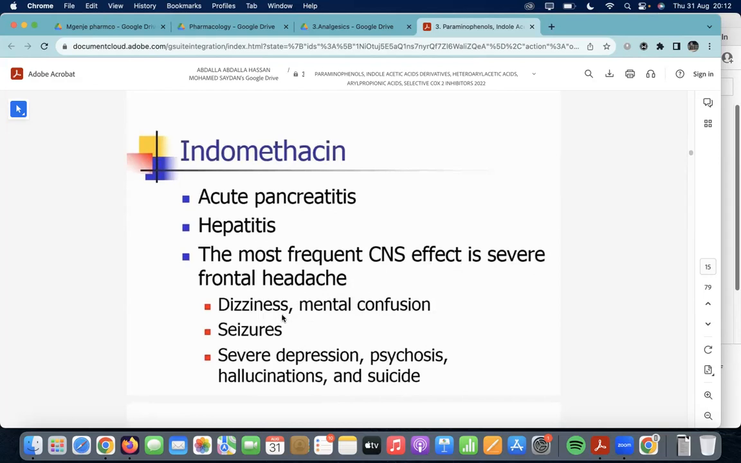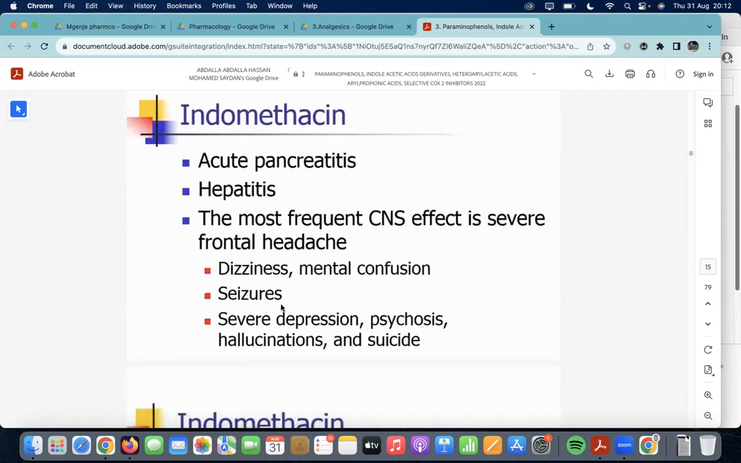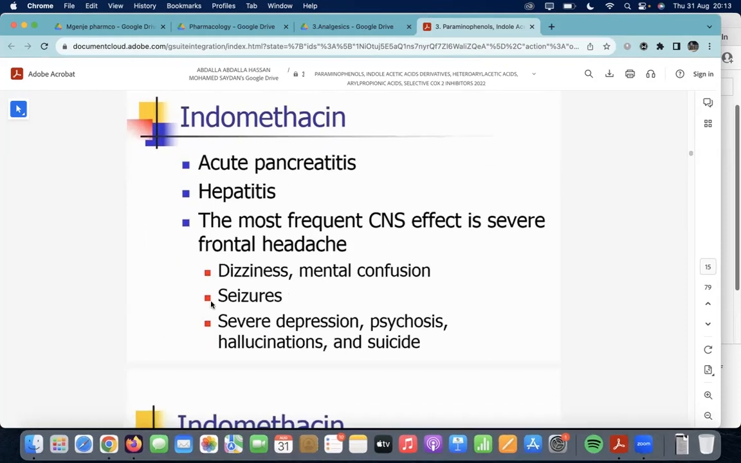There's dizziness, mental confusion, seizures, severe depression, psychosis, hallucination, and suicide. I guess because of the pain and everything. So one key thing to note is that indomethacin can cause seizures. That's a question that can come in the SAQs.